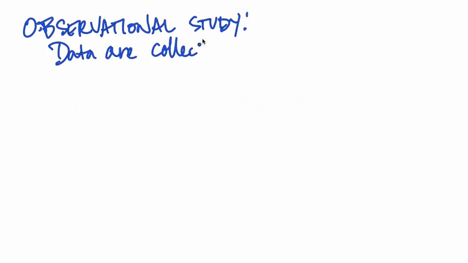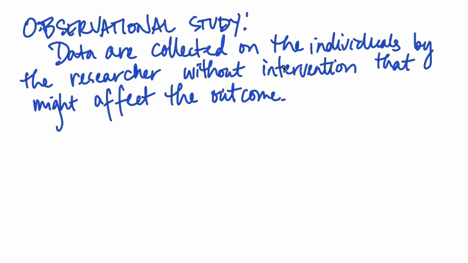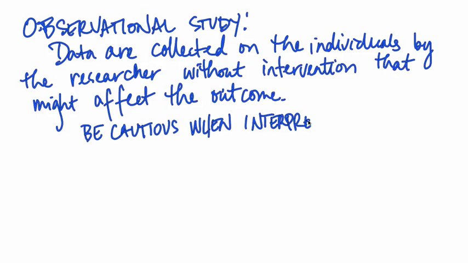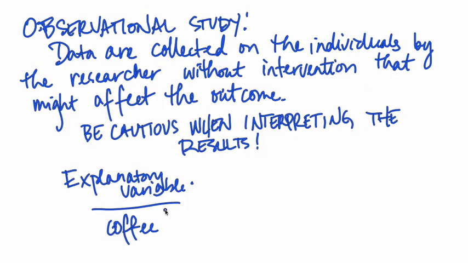The study is an example of an observational study. Subjects weren't told how much coffee to drink, they just did what they would do otherwise. In all observational studies, we have to be careful about interpreting our observed associations. Here, our explanatory variable is the amount of coffee drank, and the outcome is how much longer the subjects lived.